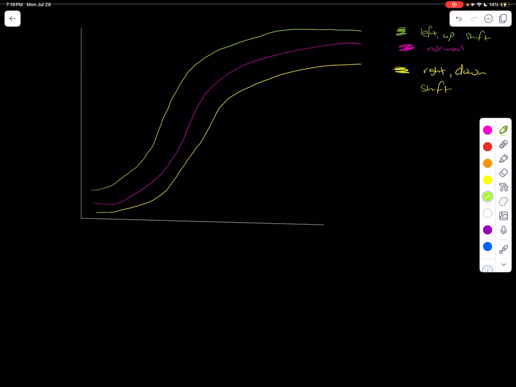All right, well, let's just pick right here. All right, so this gives you an idea, right? And remember that on the x-axis we have pressure, on the y-axis we have saturation. Okay, so let's just talk about the left shift first. So left shift, for a given pressure, so for a given PO2, that's going to mean saturation is higher.